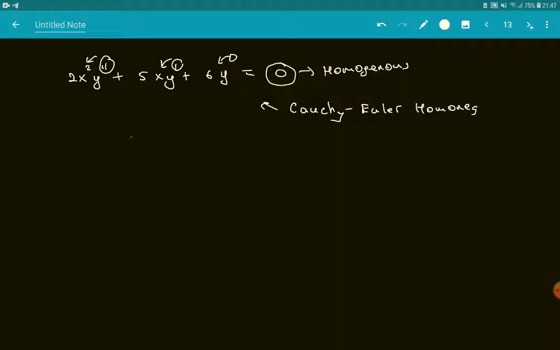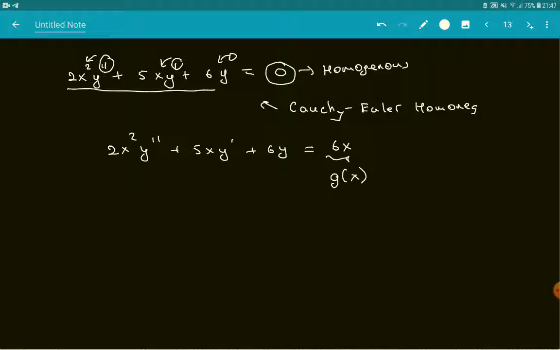This time, if we have an equation like this, let me copy the same thing, 2x²y'' + 5xy' + 6y is not equal to 0. Let's say it is equal to 6x. First of all, this part should be a function of x. That will normally be given like this.